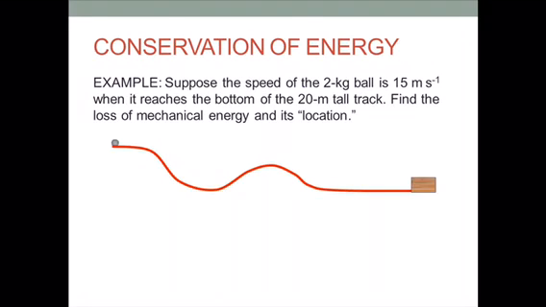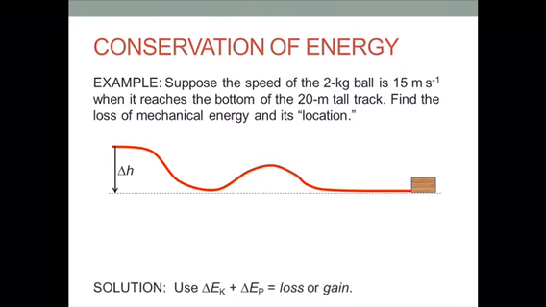Let's look at an example. Suppose the speed of a 2 kilogram ball is 15 meters per second when it reaches the bottom of a 20 meter tall track. Find the loss of mechanical energy and its location. So here we go, it moves and it goes. So this delta H will be 20 meters.